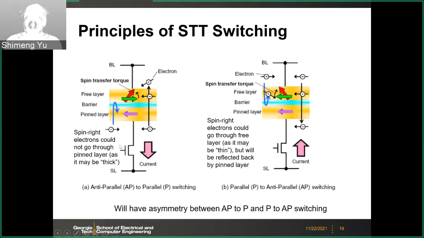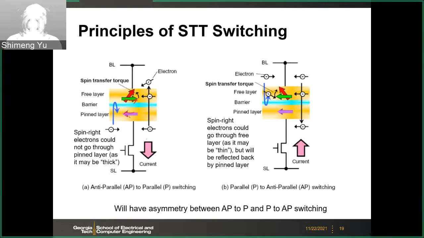So for example, here on the left-hand side, let's look at the anti-parallel to the parallel switching. So that means initially it's anti-parallel state. Here the bottom one is pinned layer. In this example, always pinned to the left. And initially the top layer, free layer, the green one, is pointing to the right. So now we want to switch from this anti-parallel to parallel state.